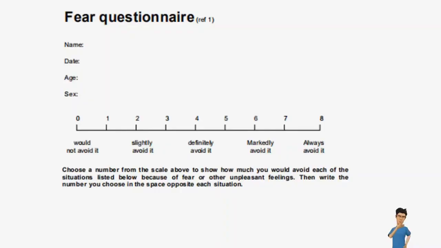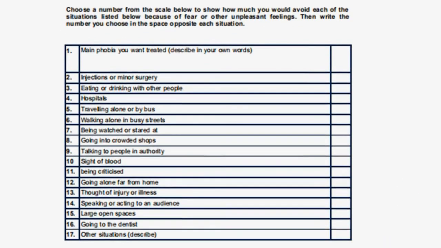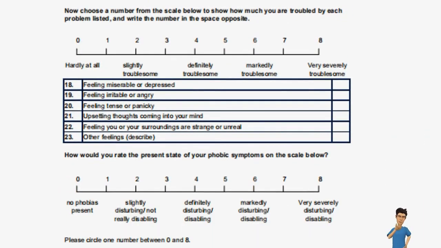Okay. I should put my name here. Choose a number from the scale above to show how much you would avoid each of the situations listed below because of fear or other unpleasant feelings. Oh, okay. Then, write the number you choose in the space opposite to each situation. Now choose a number from the scale below to show how much you are troubled by each problem listed, write in the space opposite. Yes. Done.